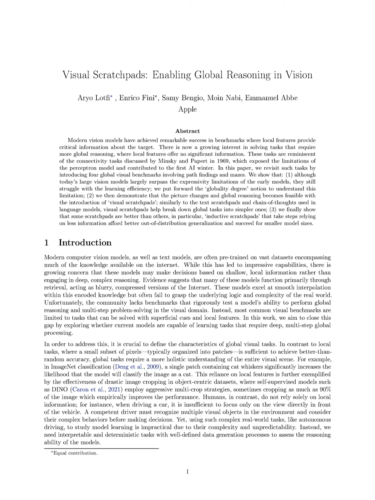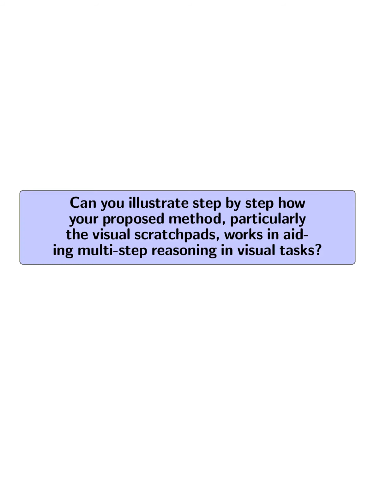This differentiation is vital for advancing the field, as it encourages the development of models that can perform complex reasoning akin to human cognitive processes, which is essential for applications like autonomous driving and other intricate visual tasks. Can you illustrate step-by-step how your proposed method, particularly the visual Scratchpads, works in aiding multi-step reasoning in visual tasks?